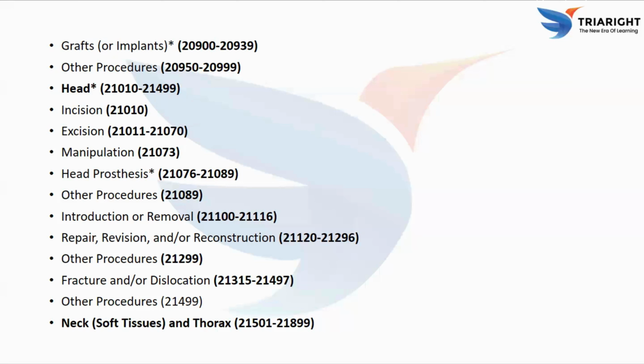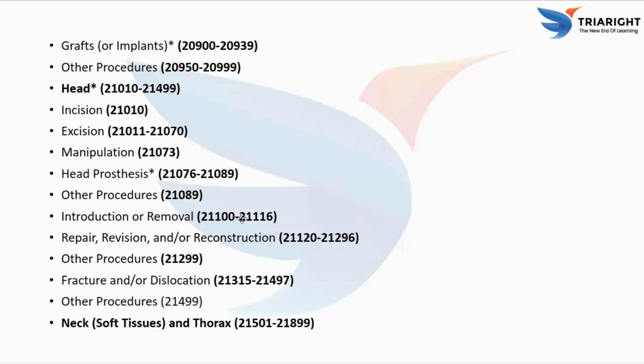Head prosthesis, 21,076 to 21,089 code range. So what is a head prosthesis? It's an artificial replacement of part of the skull or face. This is often used after a trauma or a tumor removal. For example, cranial plate placement. And other procedures are listed under the 21,089 code category.